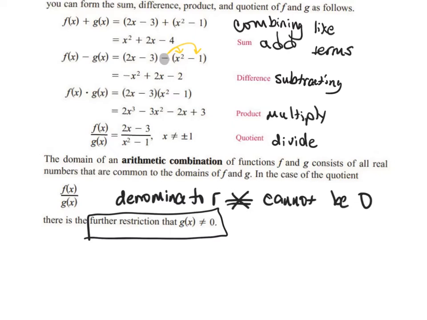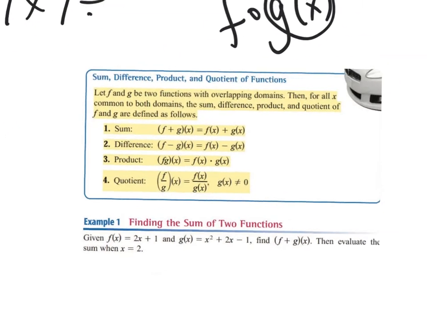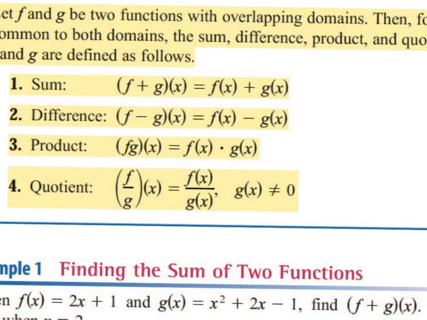Here's a little chart that's good to look at, because there are two ways you can be asked these questions. Notice how these are written differently. They mean the same thing. Here it's f plus g of x, and here it's f of x plus g of x. They both mean the same thing. You're adding the two functions. Same thing here: f minus g of x or f of x minus g of x. Does everybody see that?